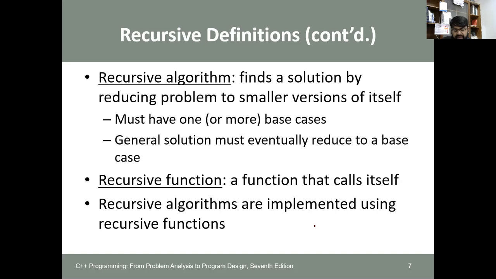And when it reaches the base case, recursion stops, and that is the point where you get the initial solution, based on which you can then build back up to get the final solution. So a recursive algorithm must have both of these properties.